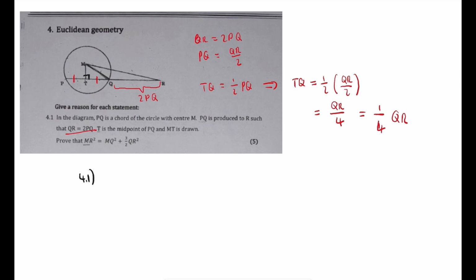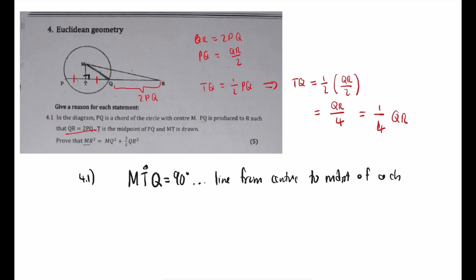What we have seen first is that our angle MTQ is equals to 90 degrees. And why was that? Because the line from the center to a midpoint of a chord. Then what we are going to do now is say that our TQ is equals to half PQ.